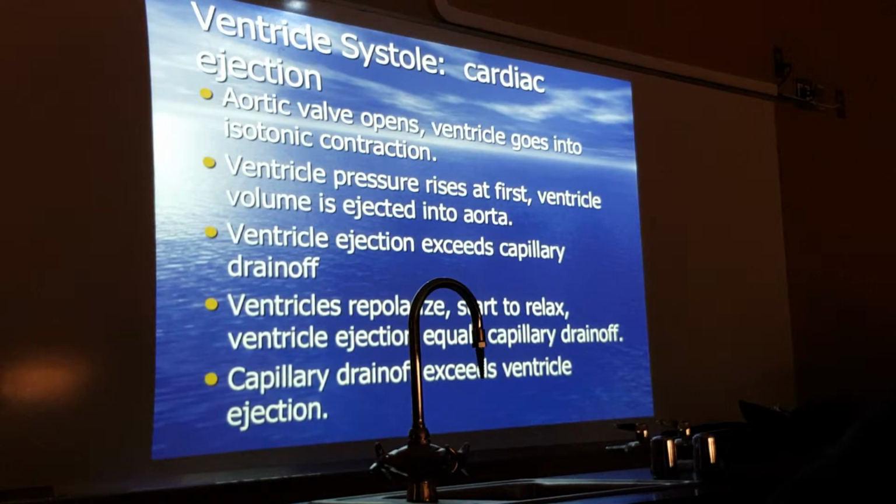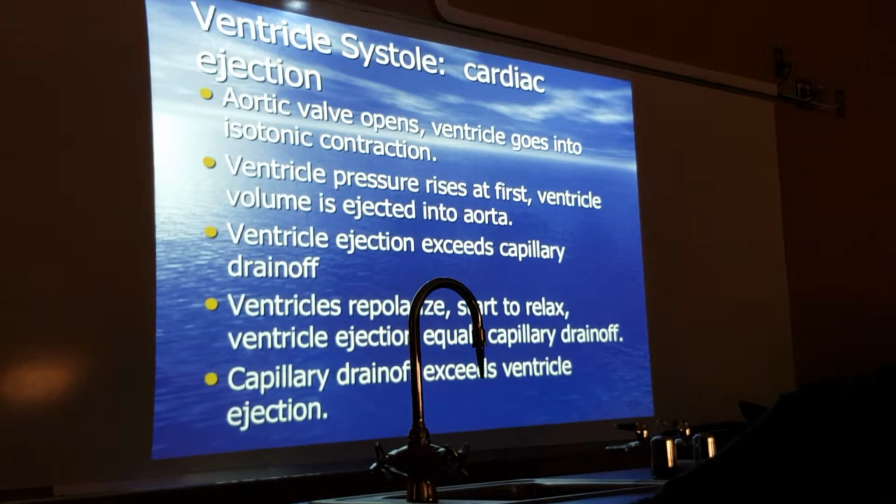So ventricular systole consistently consists of two parts. Here's the second part, cardiac ejection. This is really the business end of what's going on. The aortic valve opens, the ventricle goes into isotonic contraction. The ventricle pressure rises at first. Ventricle volume is ejected into the aorta.